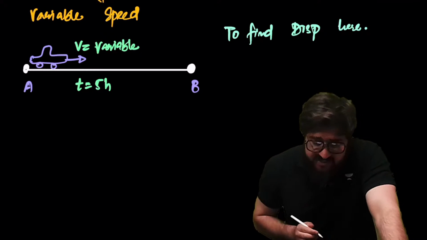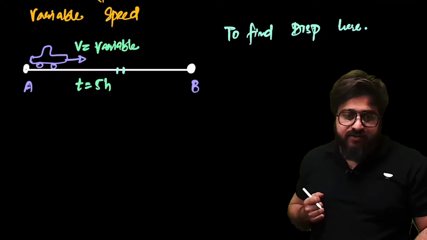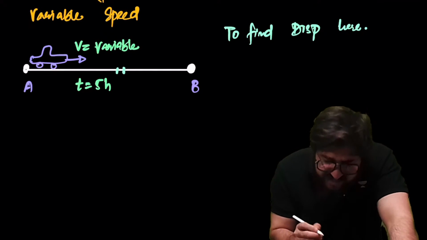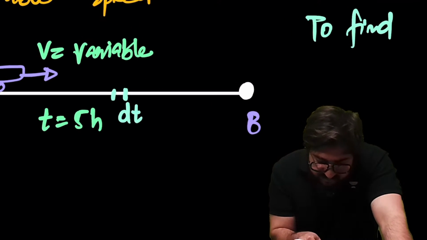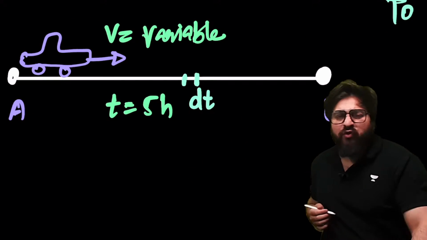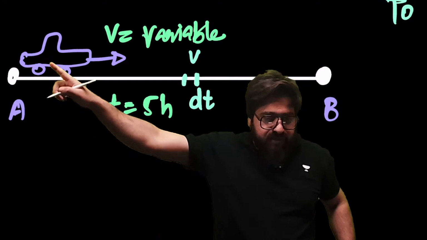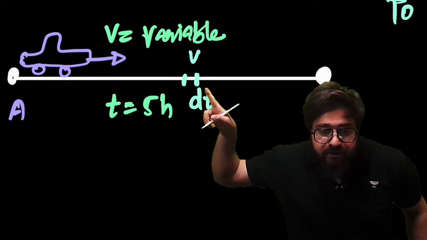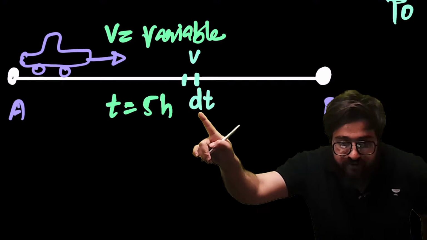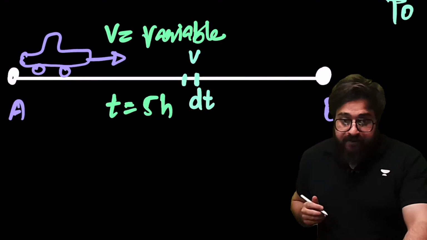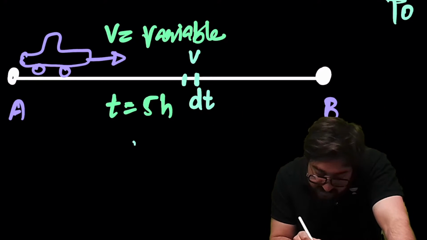What we are going to do is take a very small distance. Let's suppose I'm taking a very small time interval dt. For this very small time, its speed would have been constant, v. From this point to this point it is variable, but at any particular point, it is 10 km per hour only. So at a very small time, its speed is constant. Now, if speed is constant at very small time, we can find the displacement using the same formula.